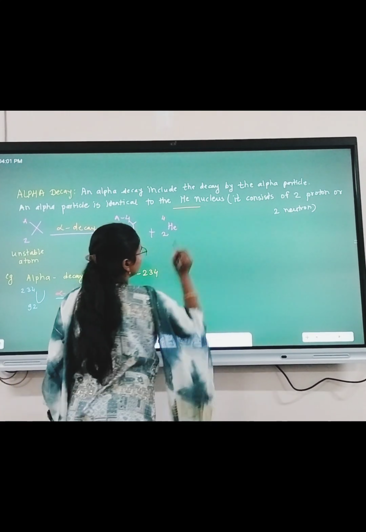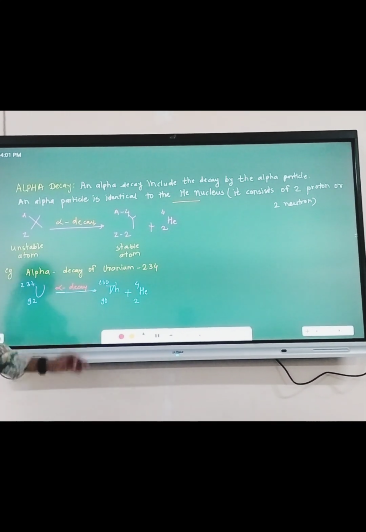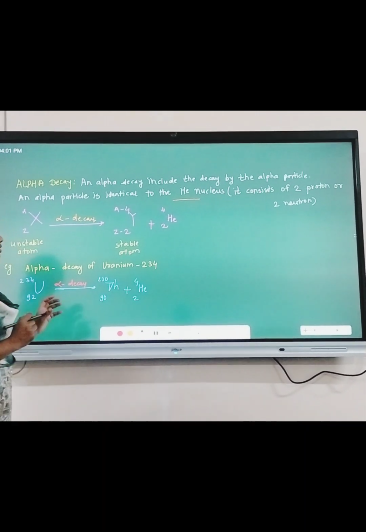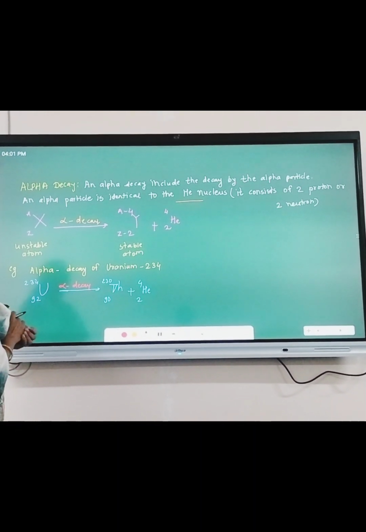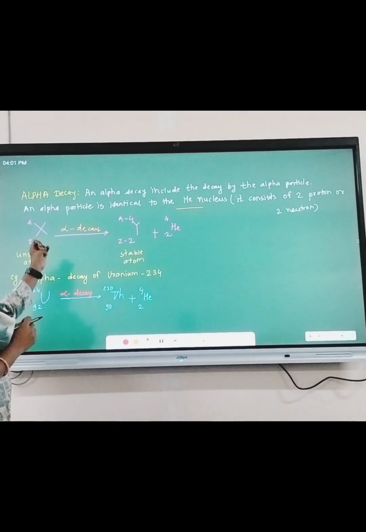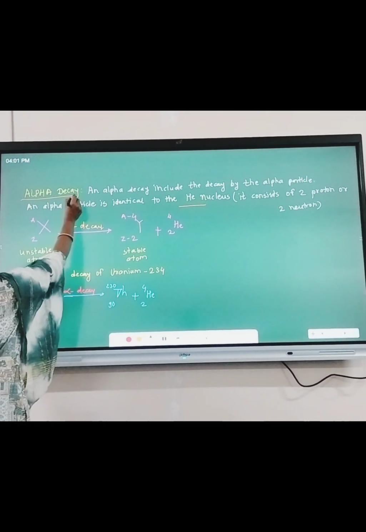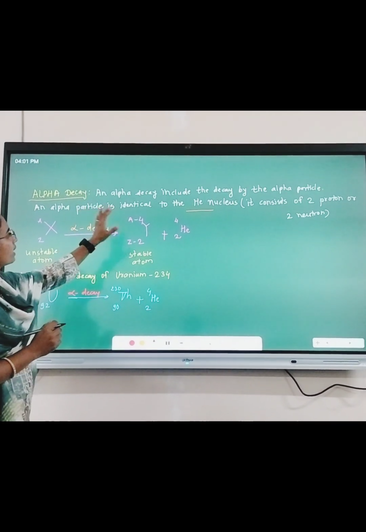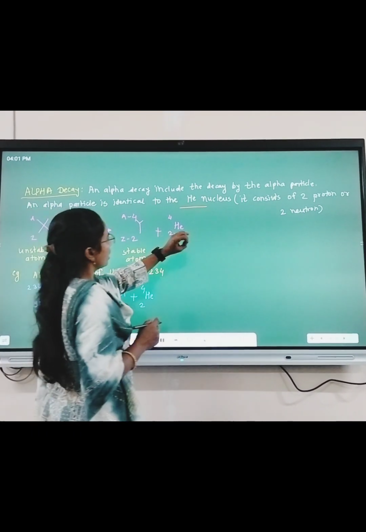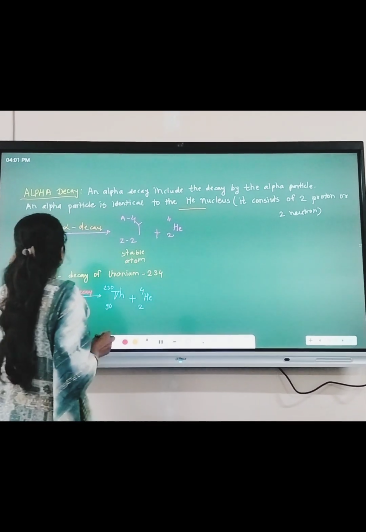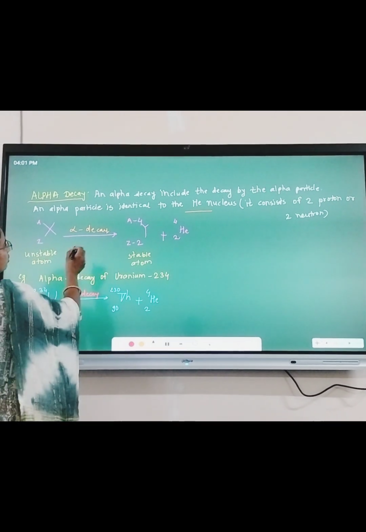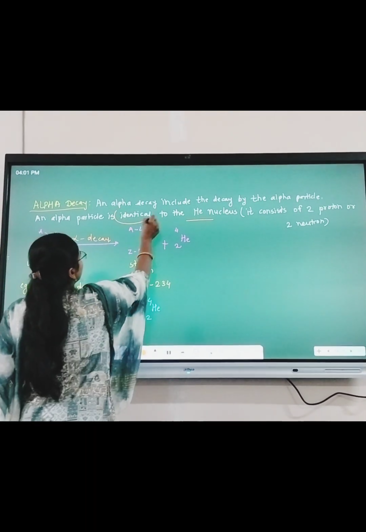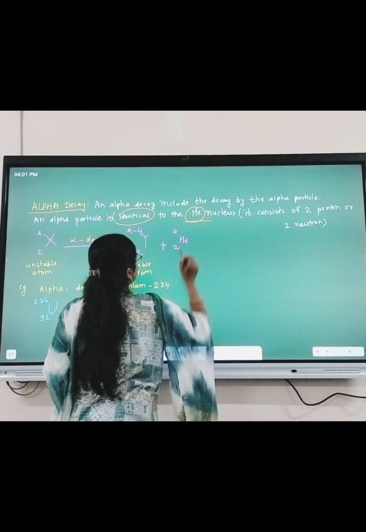the helium nucleus. Here decay means decompose. Alpha decay means decompose. So here alpha decay includes decay by the alpha particle, which is identical to the helium nucleus.